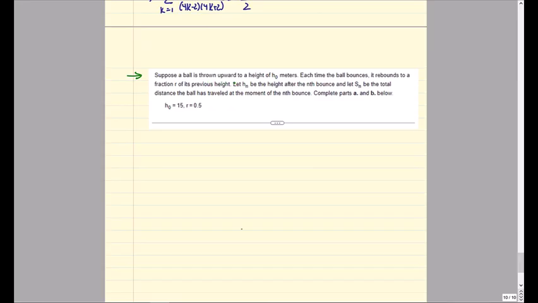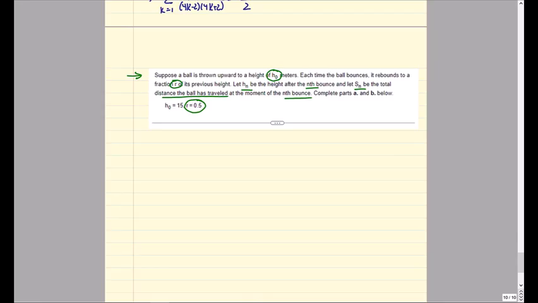So we have, suppose a ball is thrown upward to a height of h naught. So h naught means the initial height. Each time the ball bounces, it rebounds to a fraction r, in this case 1/2, 0.5 of its previous height. Let h sub n be the height after the nth bounce, and s sub n would be the total distance the ball has traveled at the moment of the nth bounce. And complete parts A and B below, and I'll fill out what A and B is.